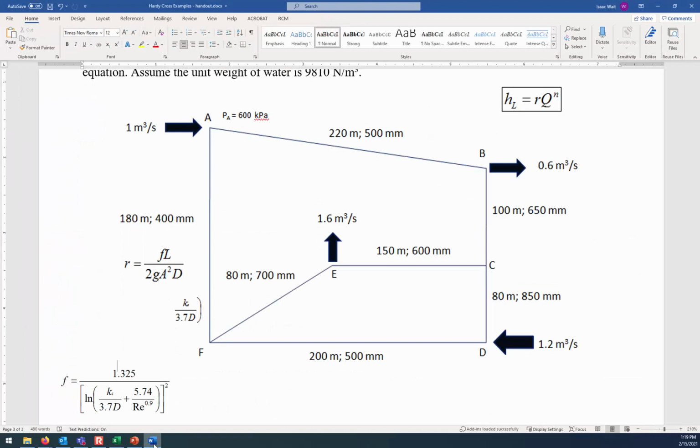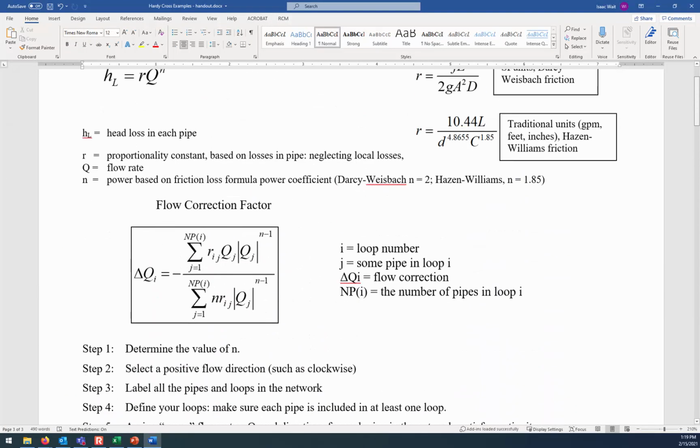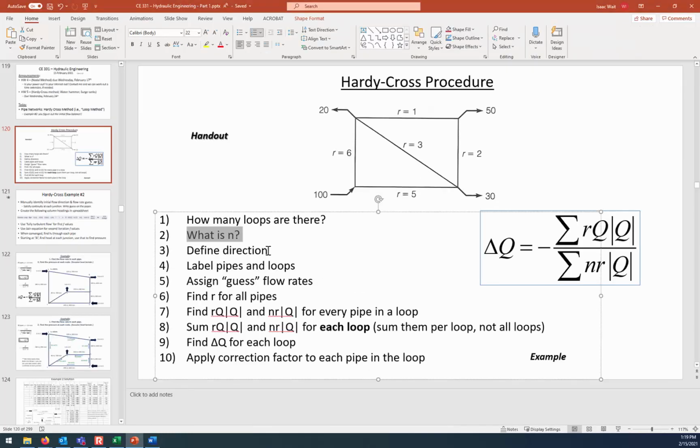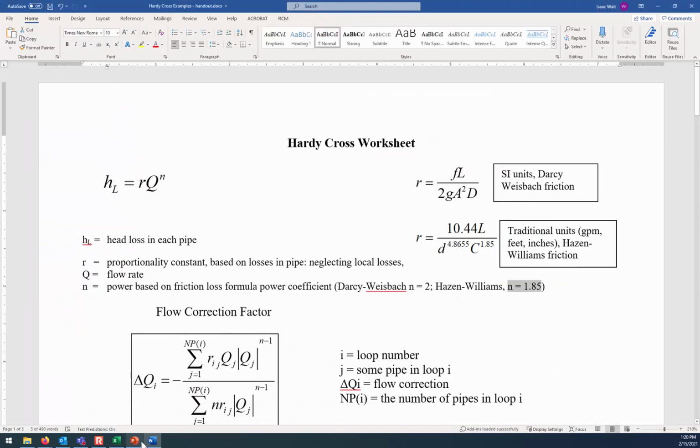N is determined by what friction loss method you're using, whether you're using the Darcy-Weisbach equation or the Hazen-Williams equation. On the handout, I tell you that if you're using the Darcy-Weisbach equation, n is 2. If it had been the Hazen-Williams equation, n would be 1.85. So we're using 2 for n. All right. Define the direction. We're going to assume clockwise is the positive direction, and any flow that goes against clockwise is a negative direction.